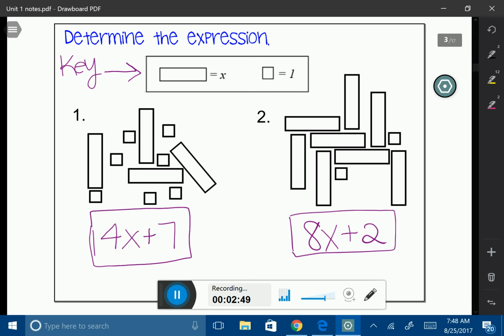And just as a reminder, the difference between an expression and an equation is basically the equal sign. If you have an equation, which we'll talk about in Unit 2, you have an equal sign. But in this case, Unit 1 is all about expressions, so therefore there will be no equal sign.